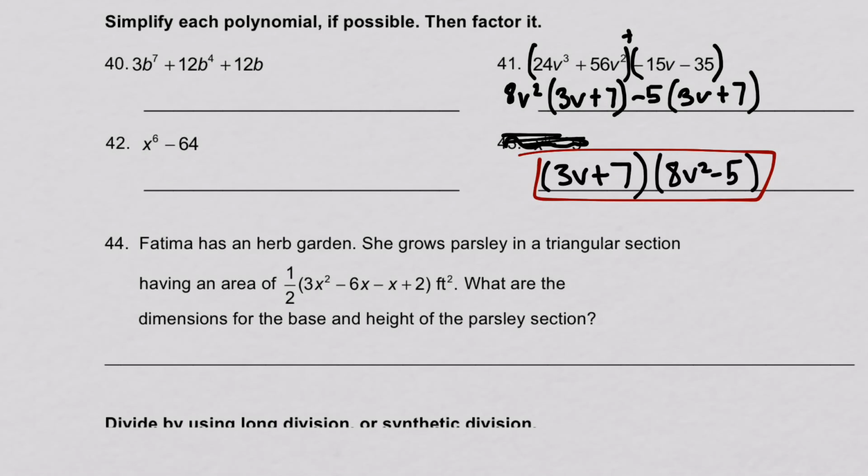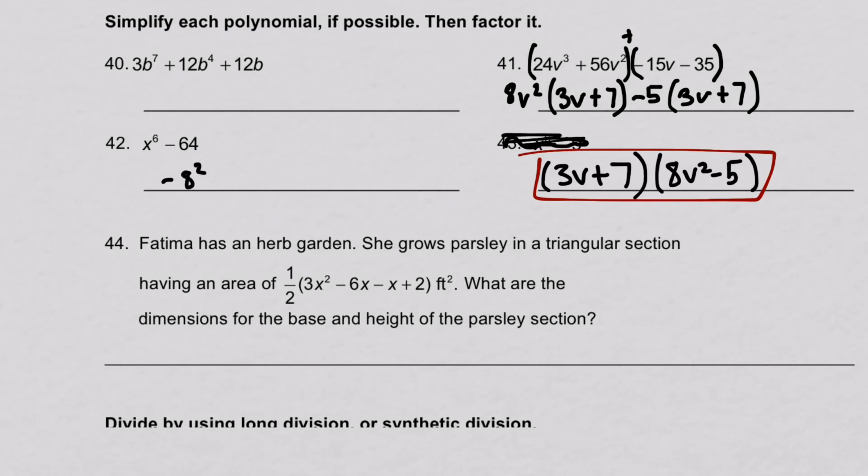All right, let's move on to 42 then. And then 43, I'll remove that erasure that I made right there. 42, x to the 6th minus 64. First thing I notice here, I'm looking for patterns, right, is that 64 is a perfect square. It's 8 squared. I also notice the minus sign. That's good for me. I want a difference of 2 perfect squares.